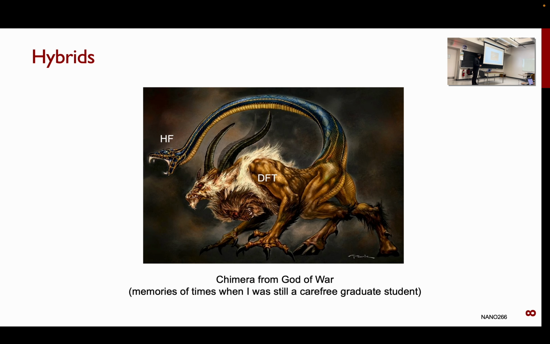All right, now the last type of exchange correlation functionals that I'm going to talk about are what are called hybrids, right? So hybrids are essentially functionals that combine your semi-local DFT with the Hartree-Fock approach, okay? So this is basically the chimera from God of War, okay?